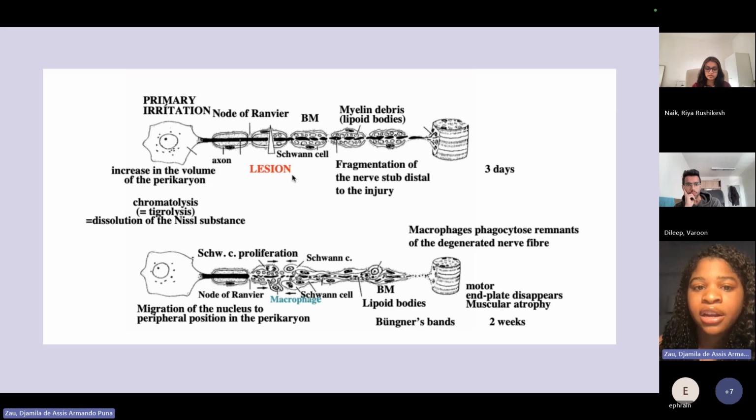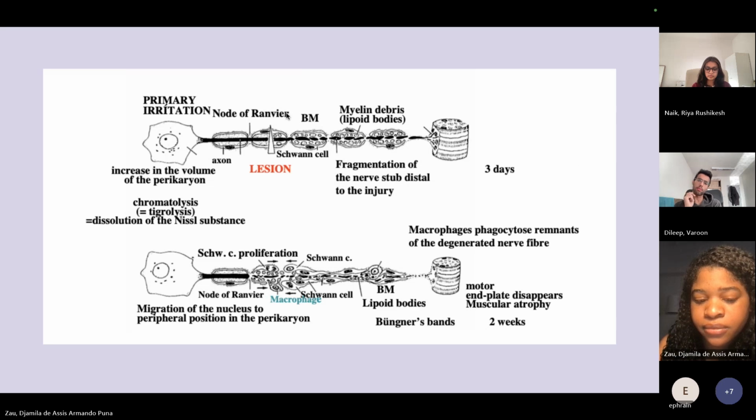So again, here we have a neuron. Let's say that there is some primary irritation or a lesion. The lesion is here. Because the lesion is here, what is going to happen? Like we just talked about it. Could someone tell me where the degeneration is going to occur? So the degeneration is going to occur distal to the lesion. As you can see, here we have the myelin sheaths. They're really well structured, and everything distal to the lesion just seems a mess.